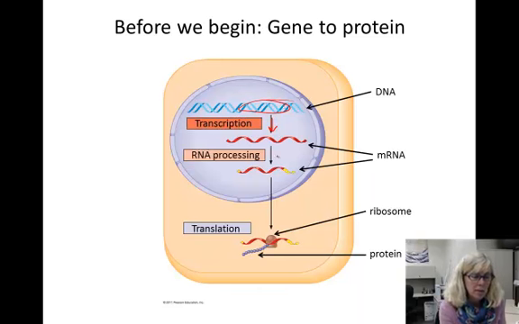mRNA is processed by cutting out or removing different bits in RNA processing. And then the mRNA passes through a nuclear pore into the cytoplasm and attaches to a ribosome. The ribosome matches the pattern of the mRNA to amino acids in a process called translation, sticks the amino acids together, and makes a protein molecule.